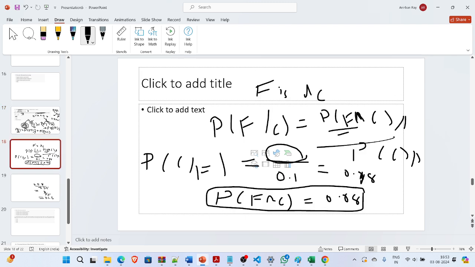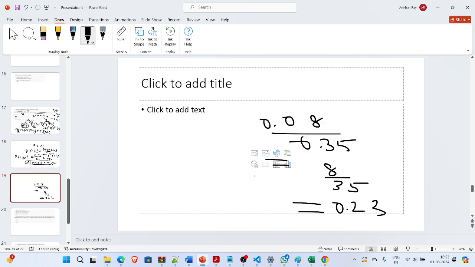So the next we've got is P of F given C. What you need to find is the ratio of the joint probability P of F intersection C, which is 0.1 times 0.8, and P of C. That ratio is the answer. Got it?